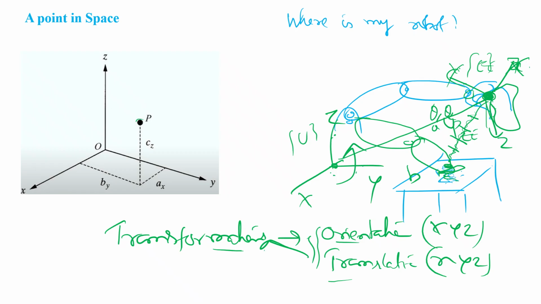So further, this is the first point. How do you represent a point in space? So this is the point. How do you represent a point in space? So here this x, y, z.